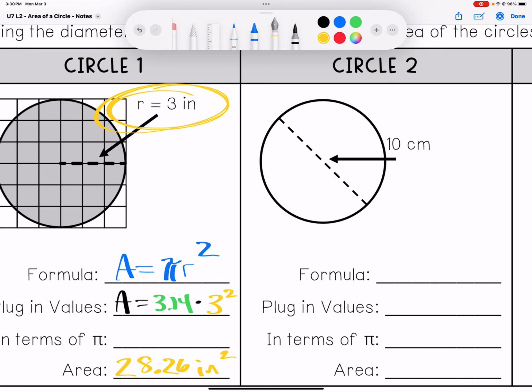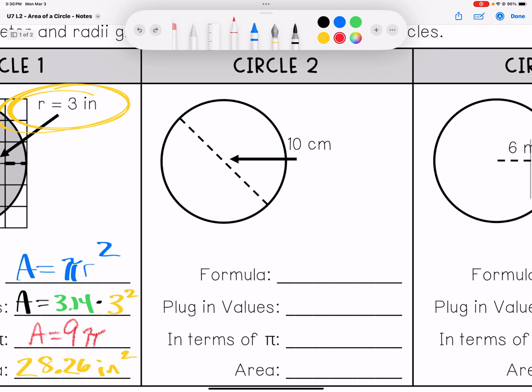Hopefully you remember that. Okay, if you don't, then oh well. All right, in terms of pi, it would be area equals 9 pi. Where do we get 9 pi? Because 3 squared is 9. So instead of doing 3 squared, you could just multiply it by 9 and you would get the same exact thing. Because 3 squared is 9. 3 times 3 is 9.